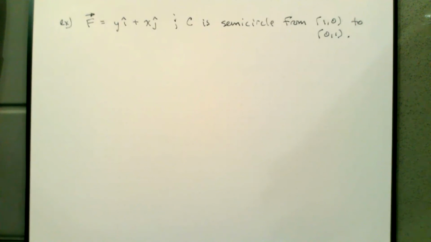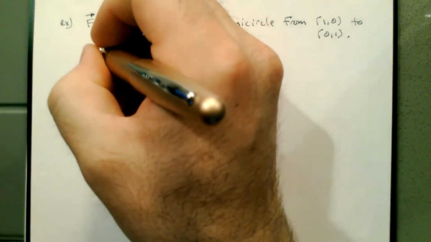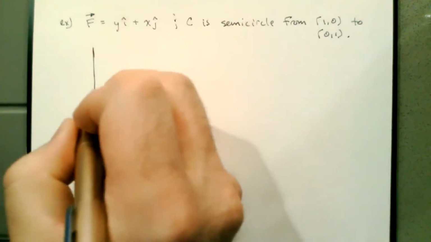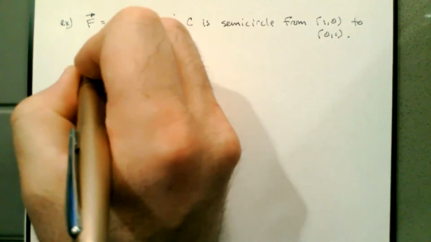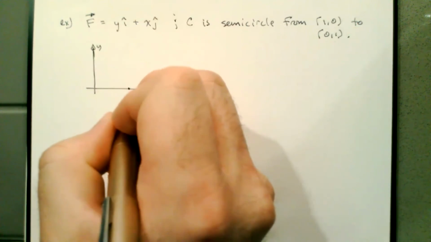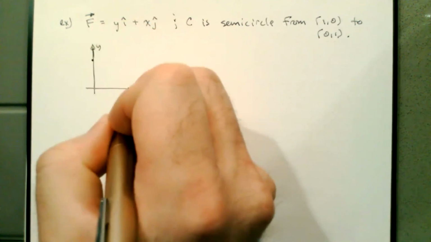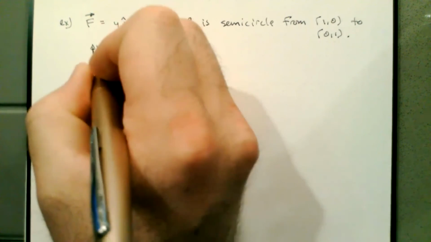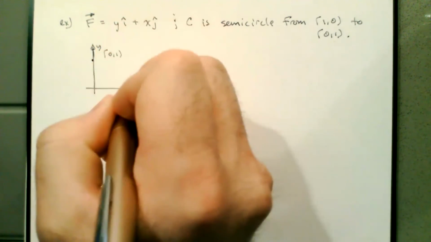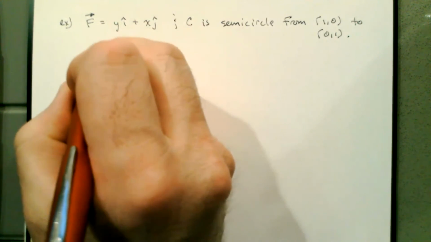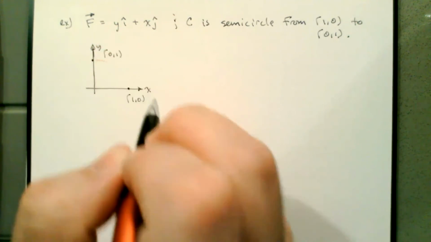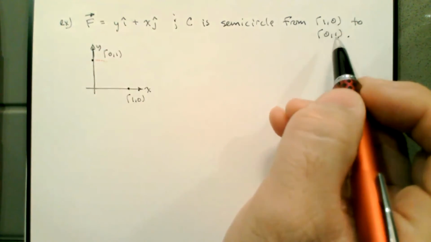So we've changed up our curve. Now we're going to go with the semicircle from (1, 0) to (0, 1). Let's draw a picture of that. Don't need an extensive picture. We'll start off at (1, 0) and end up at (0, 1). I've been drawing the curves in red.